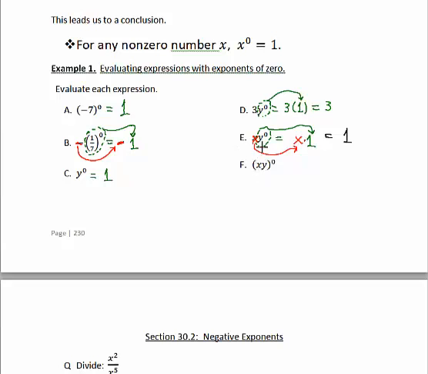And then for F, it's similar to E. Okay, we had an x and a y in E, but the 0 only applied to the y. And now here we have a 0 power, but there's parentheses in front of it, and so this 0 gets applied to the x and the y. So this works out to be 1.